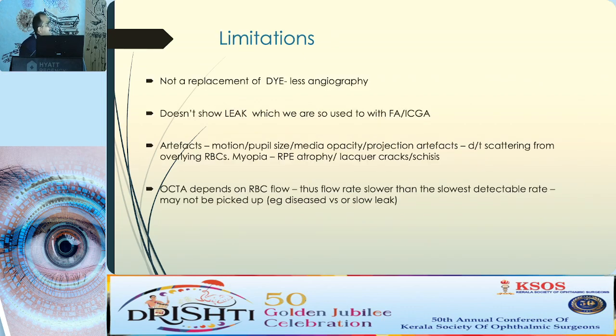The only limitations are that it is not a replacement, and I repeat, it is not a replacement for the dye-based angiography. Now, when we are used to seeing angiography, what we appreciate is the pattern of leak. Now, the problem is that when the movement of RBCs is slower than the resolution limit of the Octa machine, it does not register as a flow. That is why on Octa, microaneurysms do not show as a leak, or you do not see flow pattern on a microaneurysm, because the flow is very sluggish there.